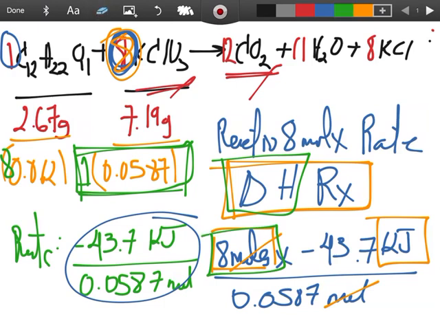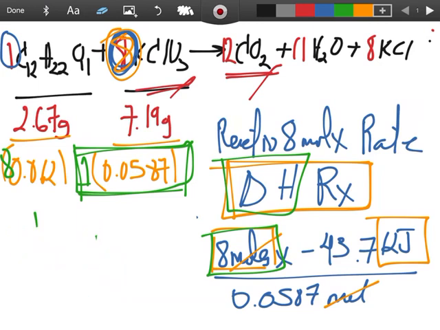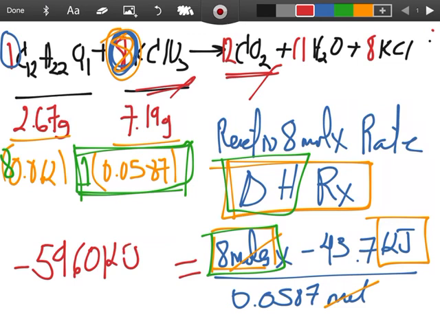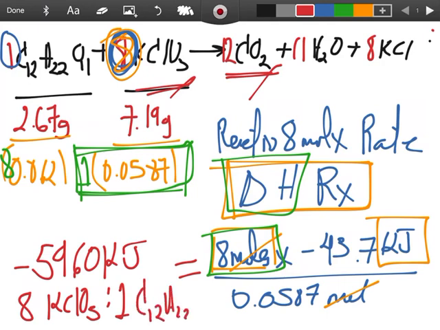Sometimes these problems are a little bit confusing because it's difficult to understand what they are asking from us, okay? And once we have discovered what they actually want, it's easier with a dimensional analysis to solve the problem. So let's go immediately, perform the multiplication, and what we will have is that we will release 5960 kilojoules of energy if we had what? 8 moles of KClO3 and 1 mole of C12H22O11. And this is our final answer.